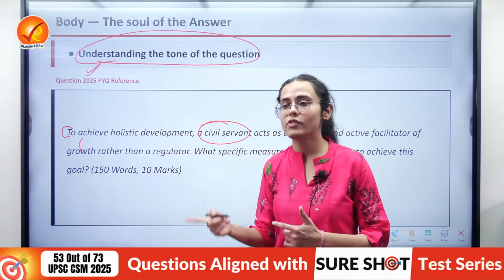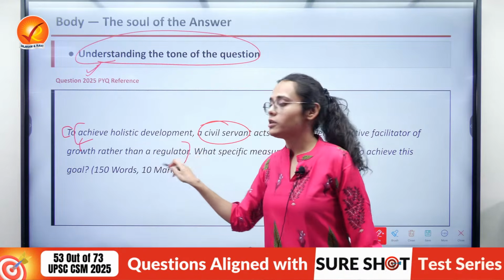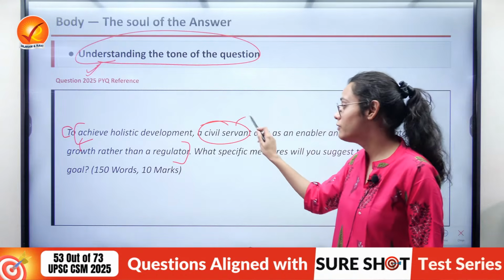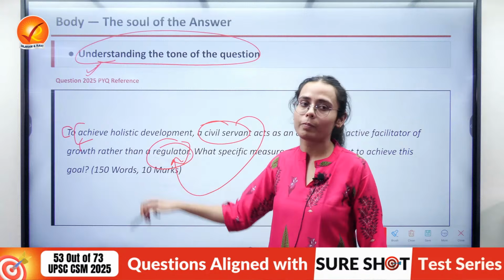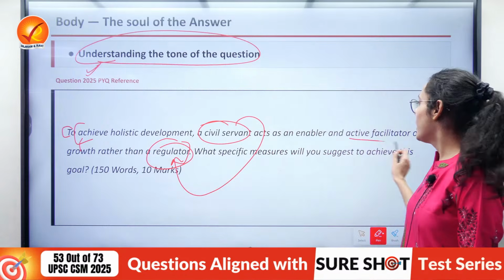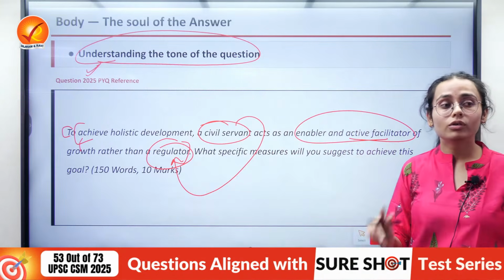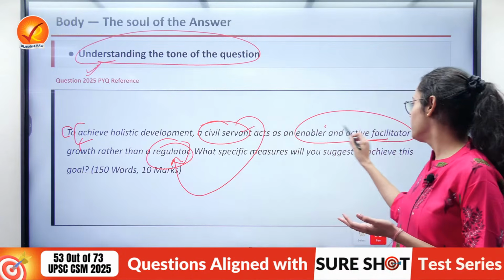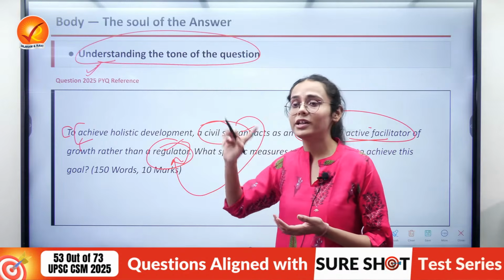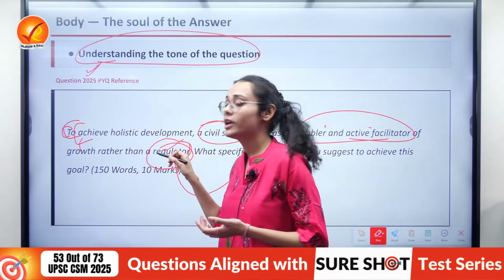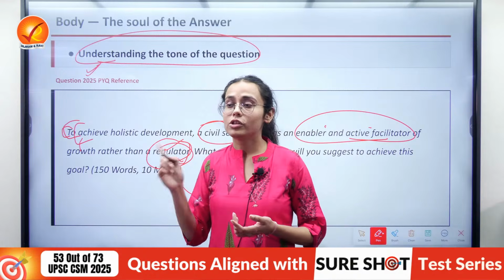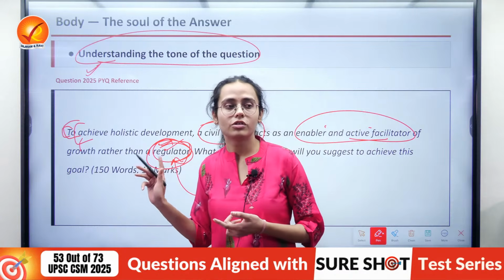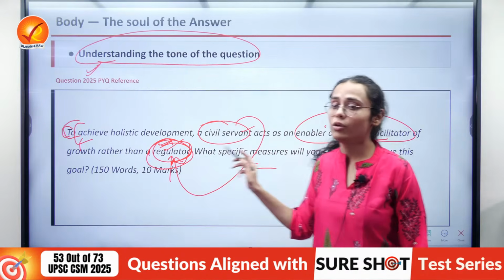So you have to highlight the issues regarding a civil servant. The main focus while you are writing the non-core demand would be how civil servants act as a regulator and not the enabler and active facilitator. You can get confused about whether civil servants are enabler or active facilitator, or whether I have to write the regulator, but understand the tone. The tone itself is saying that they are not doing their job properly. So the non-core demand would be requiring that they are acting as a regulator. So you have to highlight the challenges and not this part.